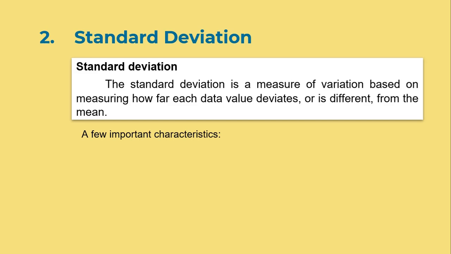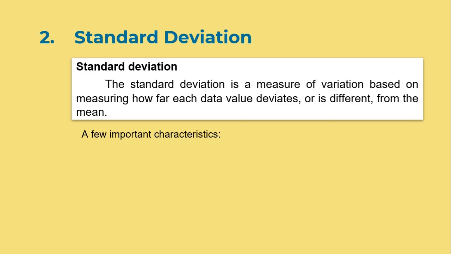Standard deviation. So, the standard deviation is the measure of variation based on how far each data value deviates or is different from the mean. So it's how far it is from the mean. So the mean is used here. A few important characteristics. Before that, the standard deviation is one of the most common descriptions of the dispersion of the data. And when you use software, the standard deviation is usually one of the basic things it gives.